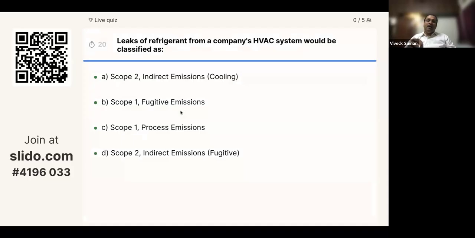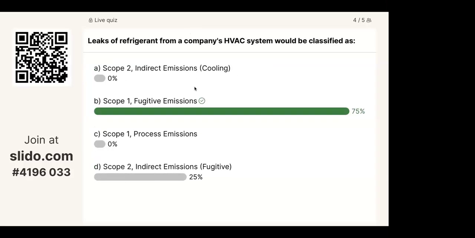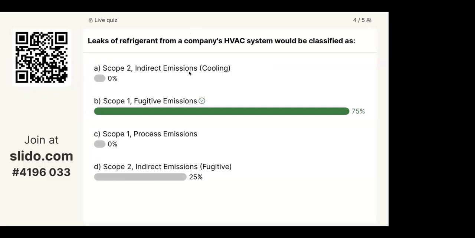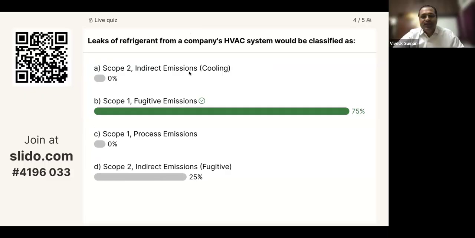Next question. Leak of refrigerant from a company HVAC system or fire hydrant system would be classified as? Quick. Answer. Everybody who is logged in, if they answer, we will go fast. The vote closes immediately. My Slido is not working. Yeah, correct. It is fugitive. Log in from mobile, scan the QR code.